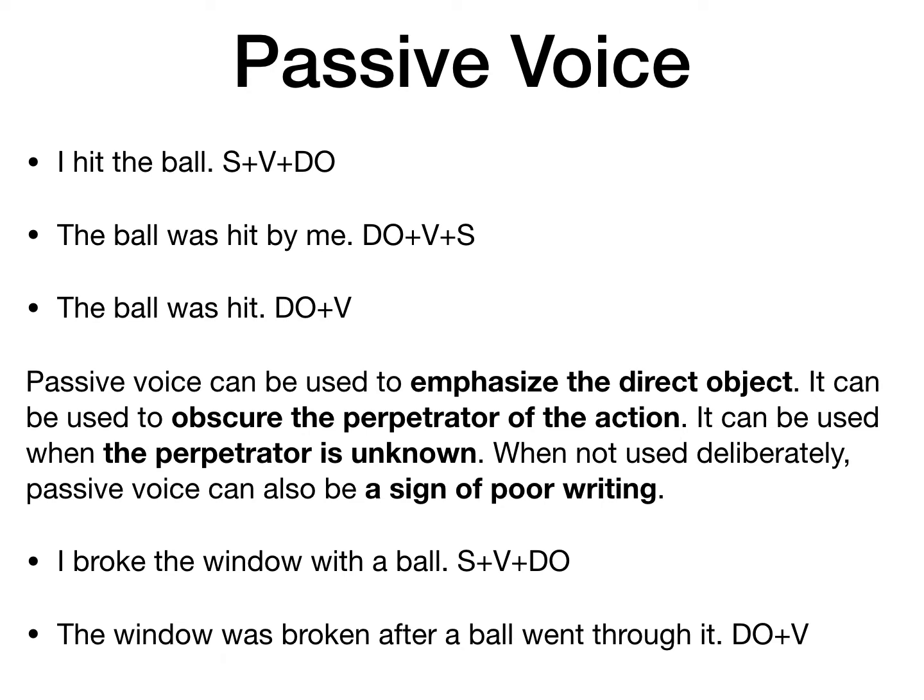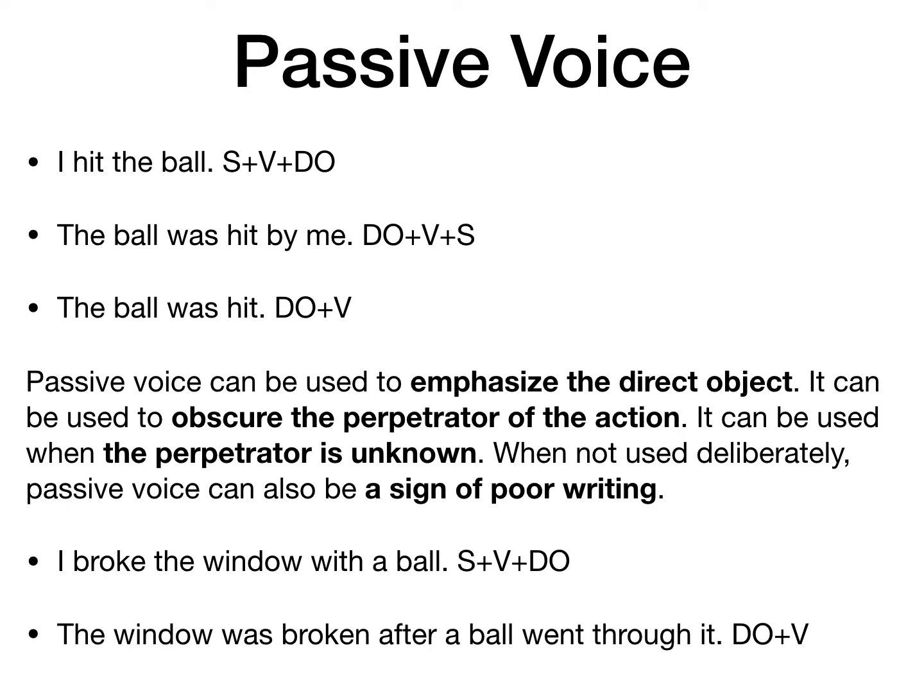Passive voice can also be used to obscure the perpetrator of the action. Now, this can be done quite deliberately to kind of pass the buck. You hear politicians doing this all the time if they don't want to accept responsibility for something. It can also be used when the perpetrator is unknown.